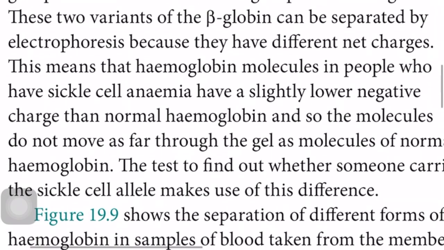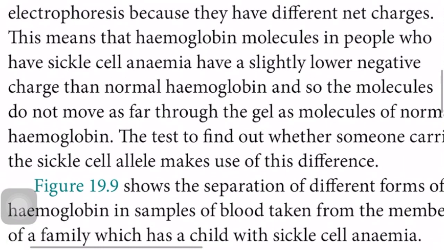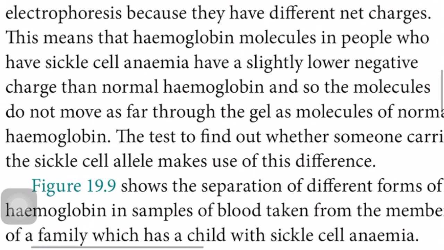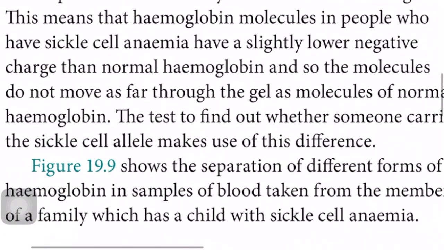These two variants of beta globins can be separated by electrophoresis because they have different net charges. Yes, because the normal ones are more negative and the sickle cell ones are not negative because they are non-polar. A person may have 2 sickle cell alleles, like SS, so they're not at all polar overall. But if someone has one normal allele and one sickle cell allele, then some proteins will move very fast, and some proteins made from the sickle cell allele will move very slow because that's non-polar. So yeah, we will see that in a practical.